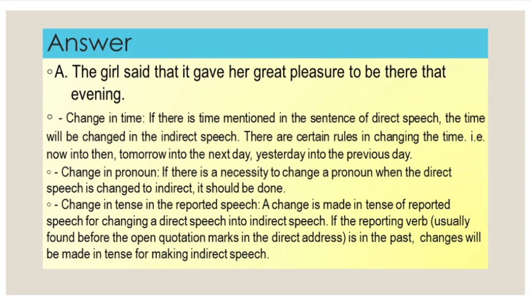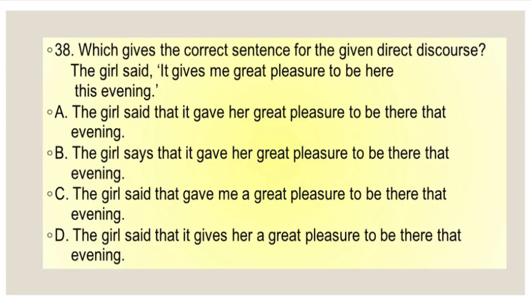Do not forget the change in time, change in pronoun, and the change in tense. Question number 38. What gives the correct sentence to the given direct discourse? The girl said, "It gives me great pleasure to be here this evening." You examine the given direct discourse. The reporting verb said is past, so it is expected that there is a change in the verb gives in the indirect address. Examine the options.